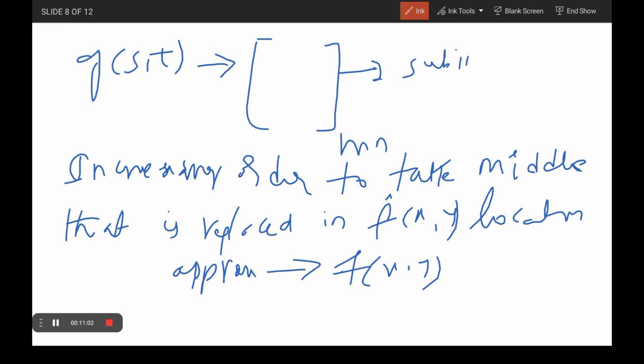This represents a sub image. In the case of the median filter, what happens is that the median filter is very popular for reducing salt and pepper noise, which is also one of its advantages.